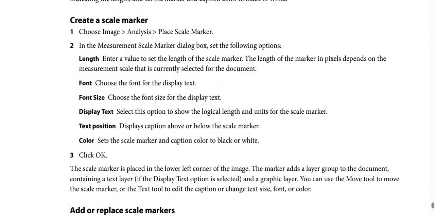How to create a scale marker in Photoshop? We have steps. Step number 1. You should choose Image first, then select Analysis, then select Place Scale Marker. And step number 2, in the Measurement Scale Marker dialog box, set the following options.